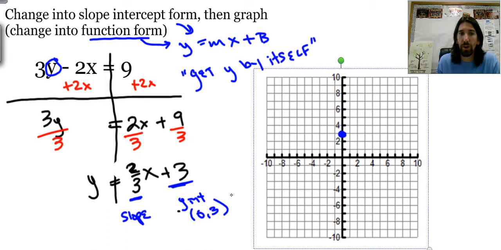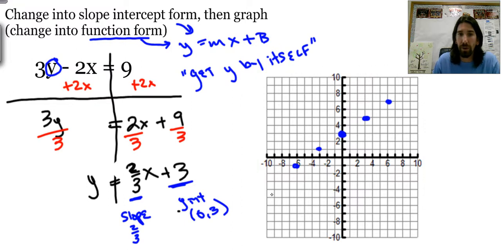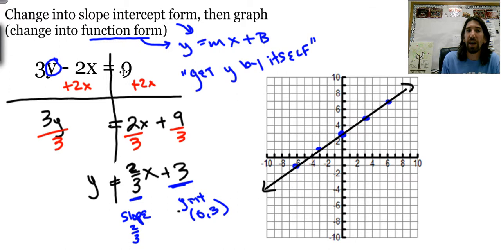And then I go up 2, forward 3. Up 2, forward 3. And then I go down to backwards 3, down to backwards 3. And then you draw a line through those points. Make sure your line has arrows, make sure it fills the entire graph. This guy was hard to graph. This guy is a lot easier.